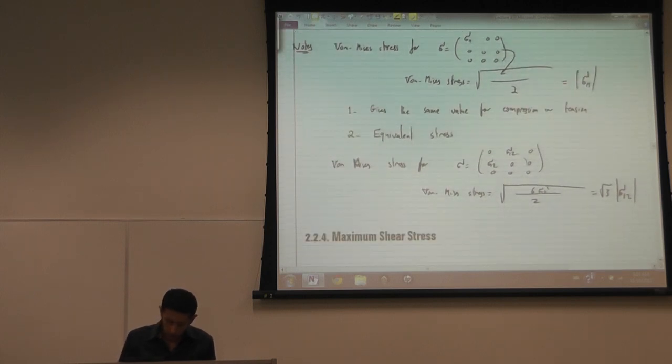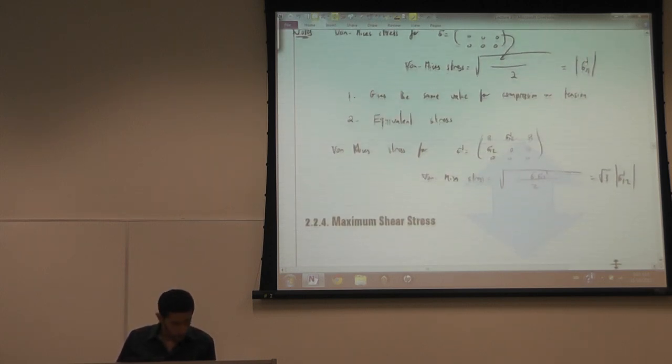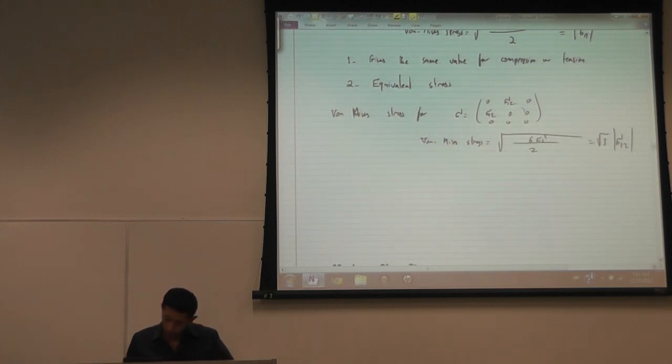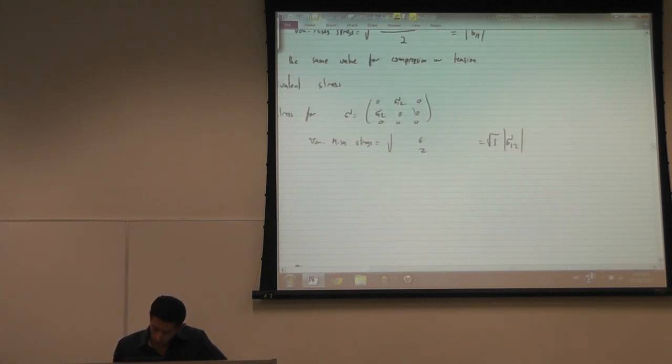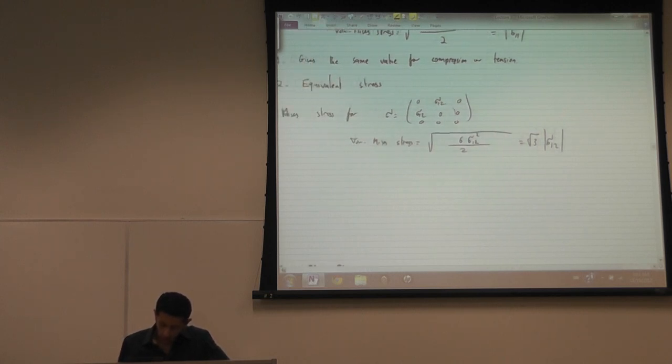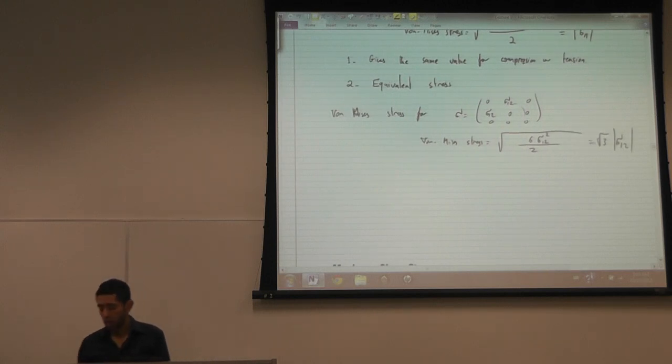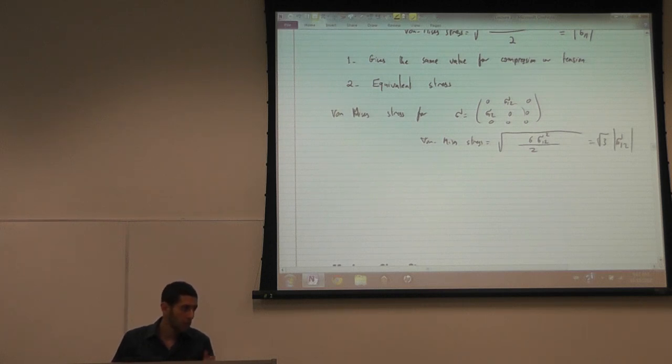Now, in your book, I'm not sure if you're going to need it for the assignment or not, but if you do, I've given you a function by which you can calculate the von Mises stress using any stress matrix. It's just a huge equation, and it takes time every time to plug all the numbers in your stress matrix into that equation and evaluate it. So you can use Mathematica to do it once and for all.